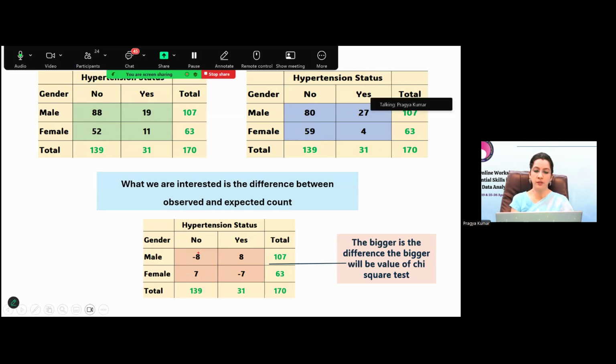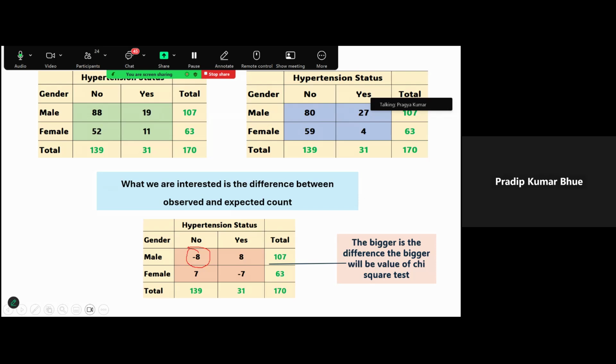Don't look at the sign. The sign only tells you whether observed is more or less. If the sign is negative, that means observed is less. If the sign is positive, that means observed is more. But since in the chi-square we square this value in the numerator, it doesn't matter whether it is less or more. The bigger the difference between observed and expected, the larger the chi-square value.